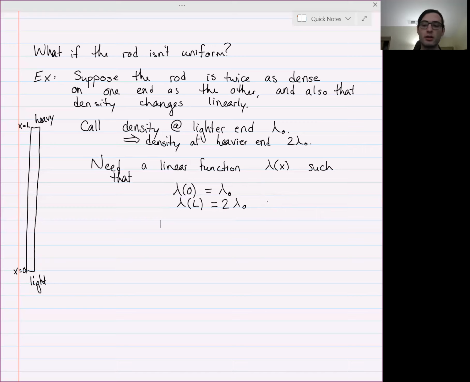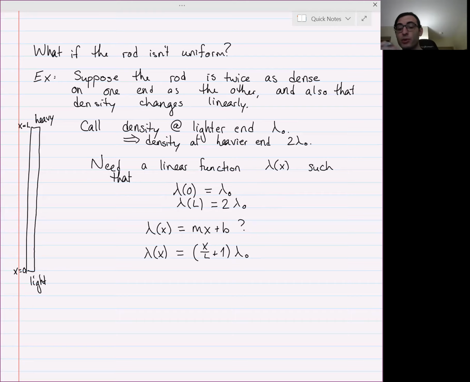There are 2 equations and 2 variables. Lambda of x is, say, mx plus b. After solving, and then factorizing, we would find that lambda of x is equal to x divided by L plus 1, times lambda naught. And hopefully you can check in your head. If x equals 0, you get lambda naught. If x equals L, you get 2 lambda naught.